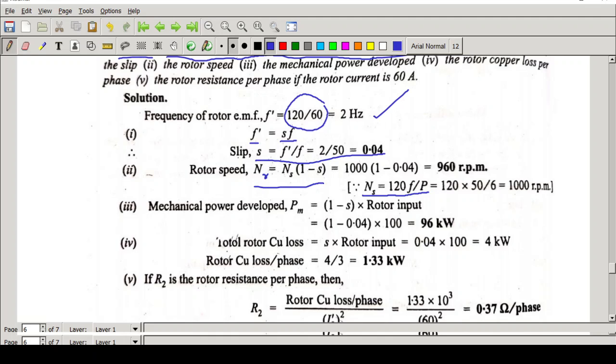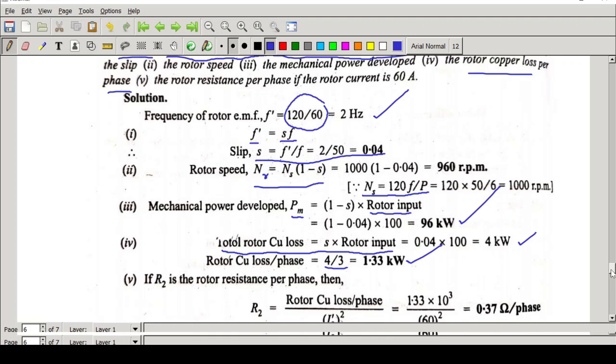That also we got. Then already we know the relation between rotor input and Pm, the mechanical power developed. That is Pm is equal to (1 minus s) into rotor input. So very easily we can find the rotor input. And also we have learned this relation, how to find the rotor copper loss provided the rotor input is given. Total rotor copper loss is equal to s into rotor input. That also we can find. So it is very easy. Now we have to find the copper loss per phase because in the question they have asked to find the rotor copper loss per phase. So just divide it by 3 and you will get the per phase value.